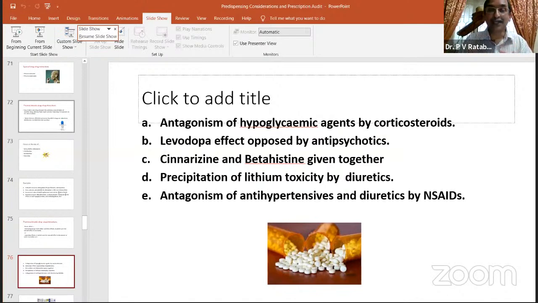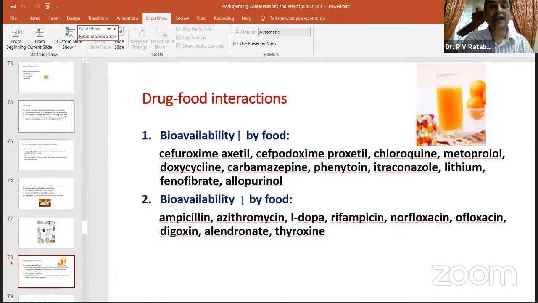But if the patient has come with a prescription having 10 drugs, then please observe. See if you can spot something very striking, like cinnarizine and betahistine, or a hypoglycemic agent with a corticosteroid, propranolol and verapamil together. If you can see something striking, then you can be a very good counselor and you can help the patient. Then drug-food interactions. This is where you can definitely help the patient.